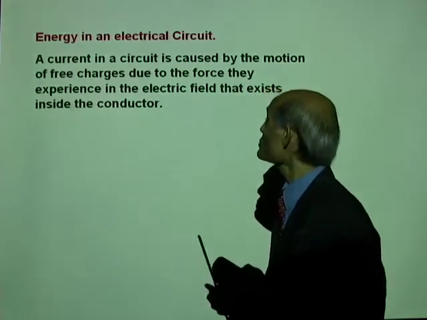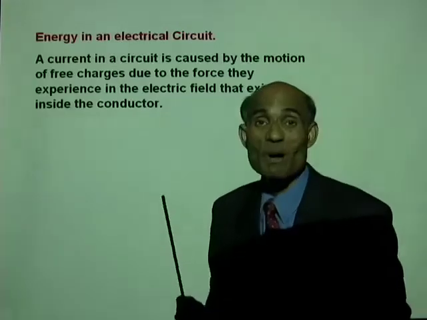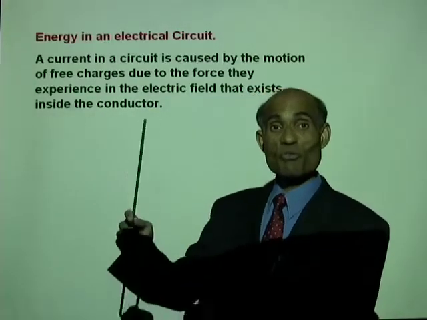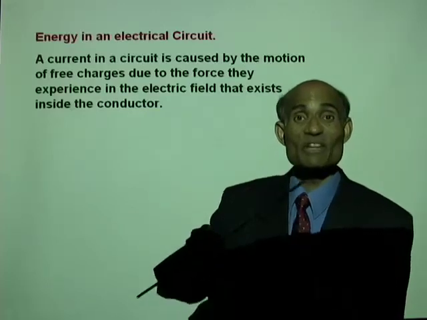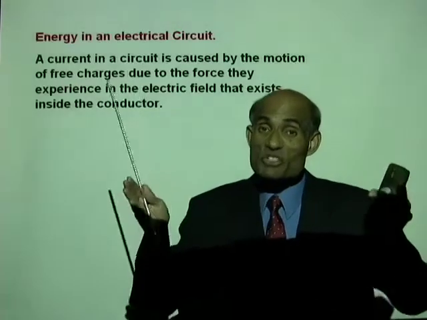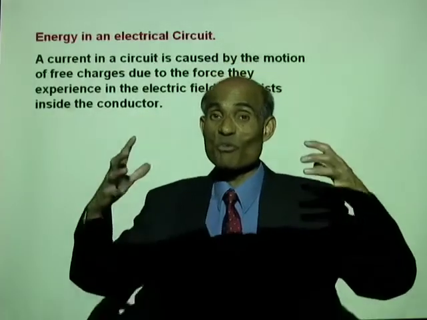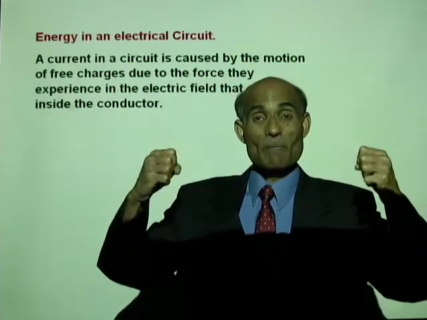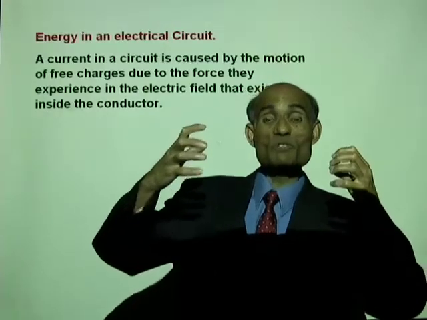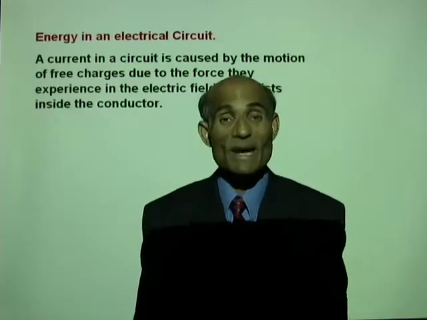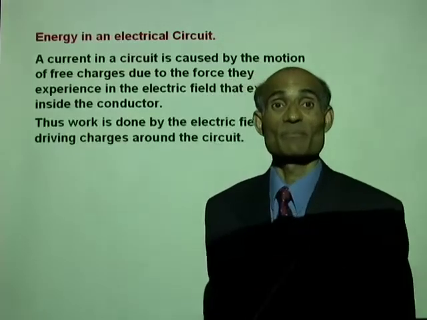A current in a circuit is caused by the motion of free charges due to the force they experience in the electric field that exists inside the conductor. Now, what is responsible for that electric field? Well, the electric field is produced by the potential difference between the two ends of that conductor.